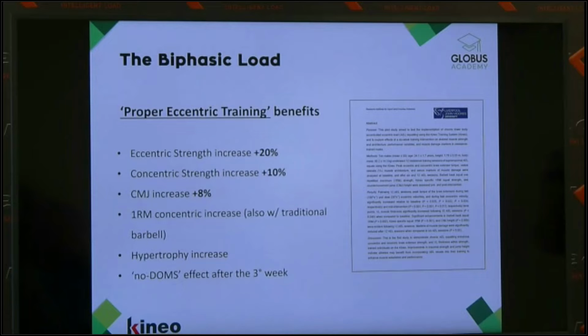As well, the result was that doing eccentric training, proper eccentric training with differentiated loads, there was an eccentric strength increase as well as a concentric strength increase, and a countermovement jump increase, in the way that they also made the testing. And one cool thing was also that they got the transfer between the 1 RM concentric increase in the traditional barbell. So making sure that the evaluation with the Kineo was also transferable to the evaluation on the traditional barbell.